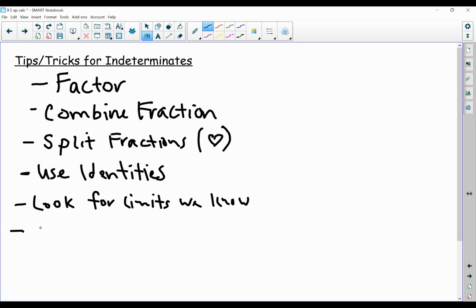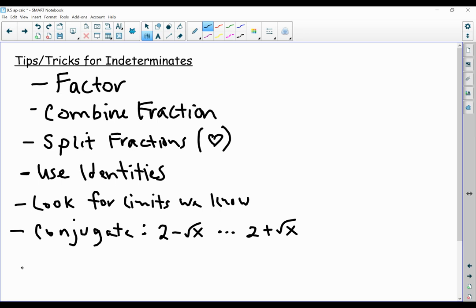Another strategy that we didn't talk about was using a conjugate. Conjugates are used with radical expressions, so I'll give you an example. If I had 2 minus root x, the conjugate would be 2 plus root x. So just multiplying that to get rid of radicals.